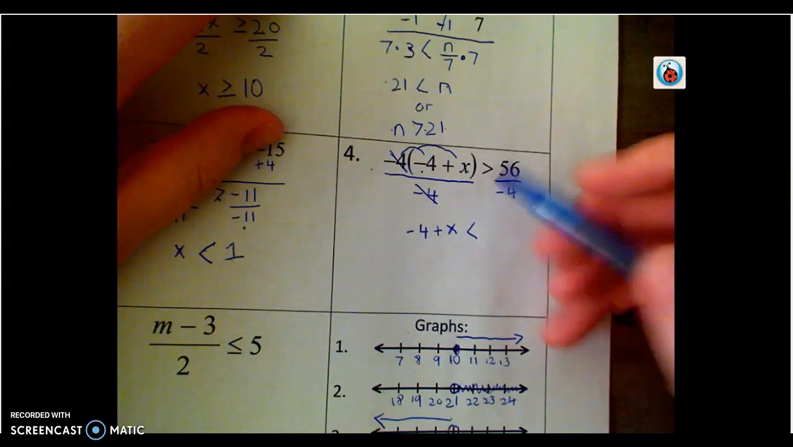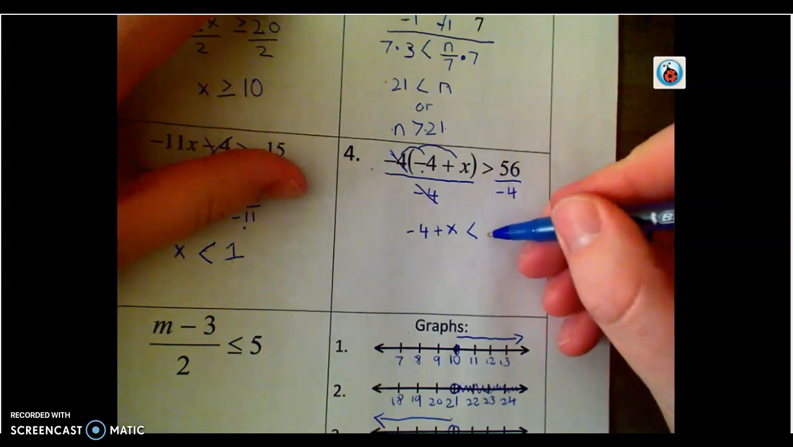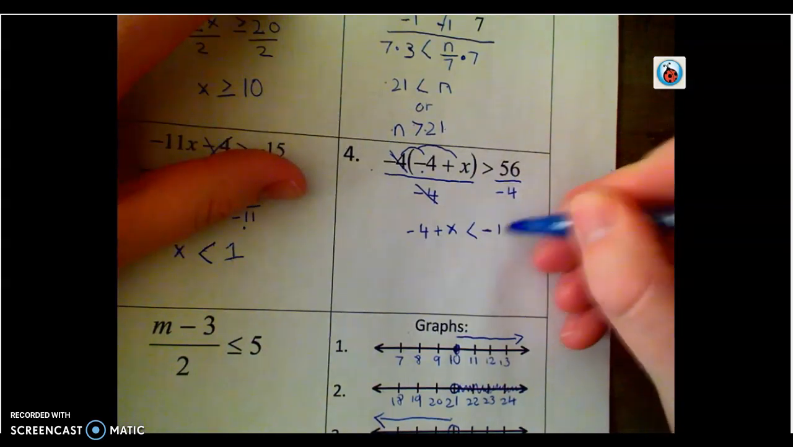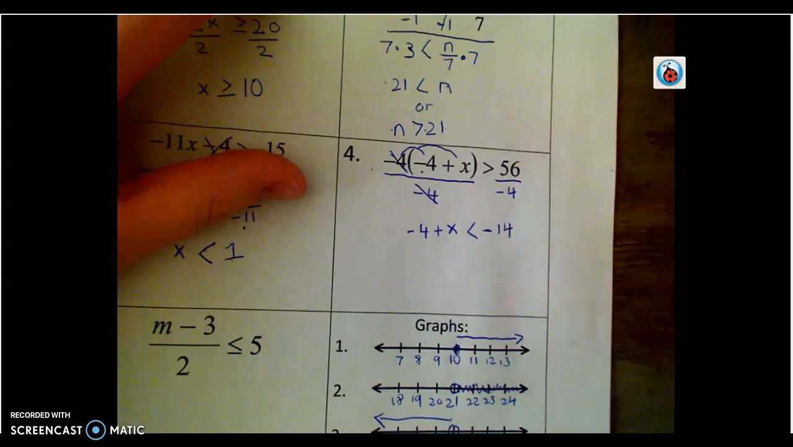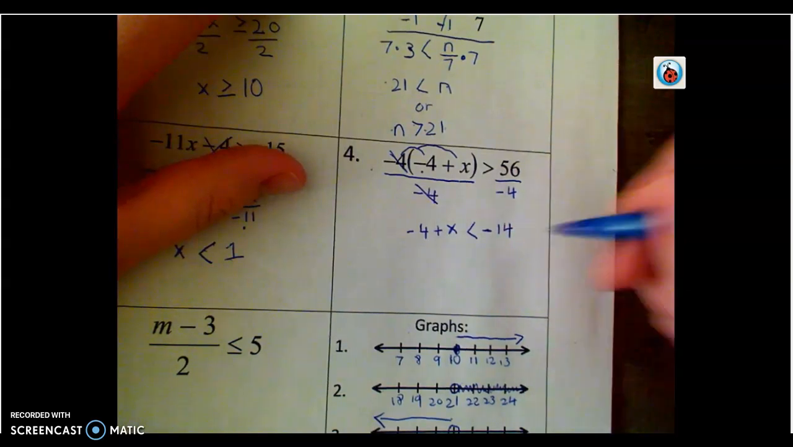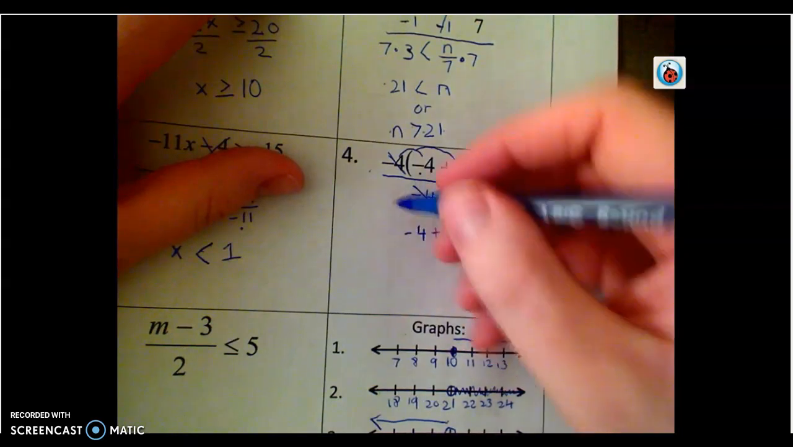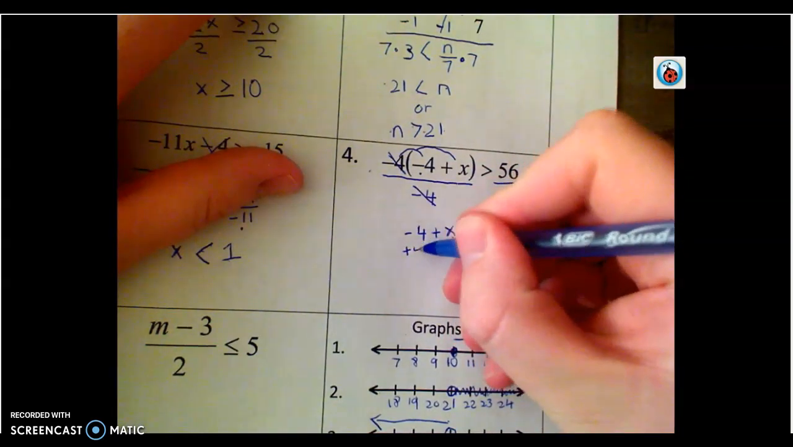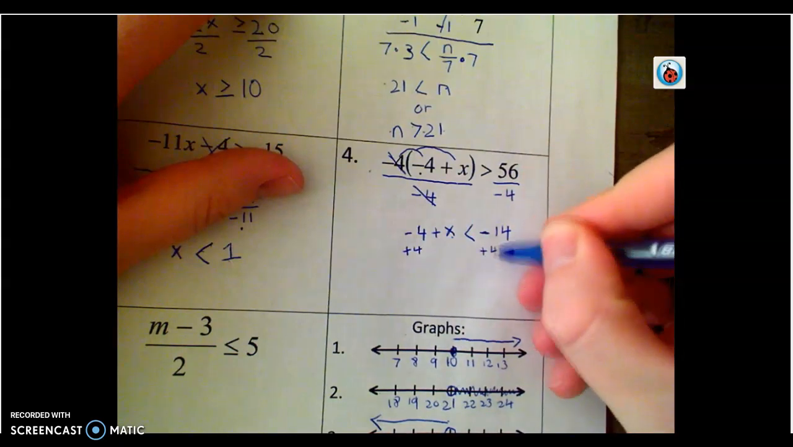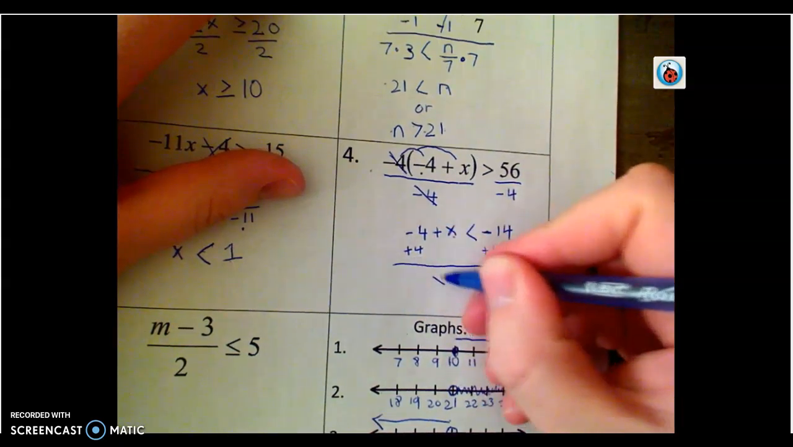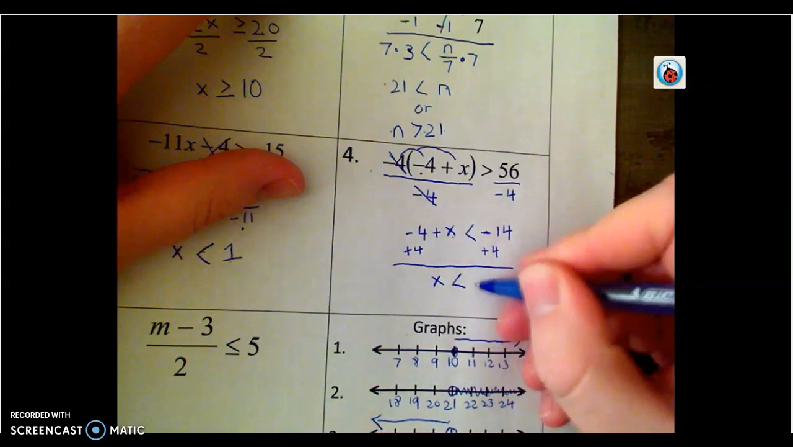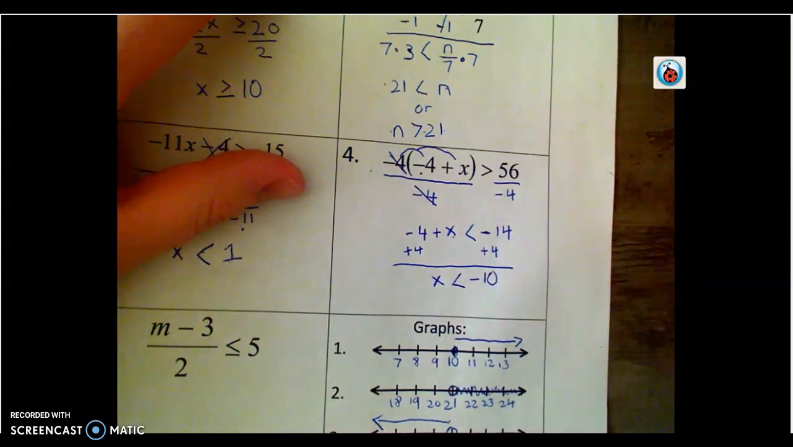56 divided by negative 4 is negative 14. I believe that's correct. Hopefully I didn't make a mistake there. And then we need to solve for x. Negative 4 plus x. Undo negative 4 by adding 4. So this becomes x is less than negative 10.